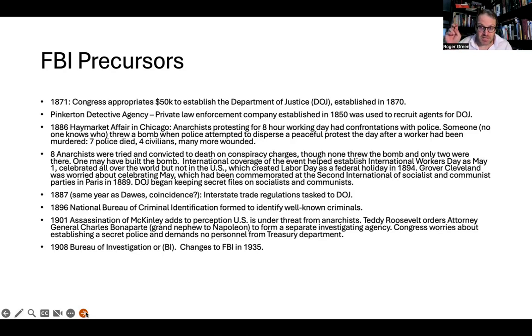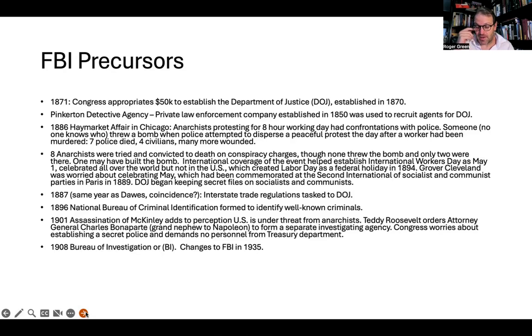Remember, we have federal Indian law, which exceeds state laws. So all of those early cases that start founding federal Indian law, like the John Marshall trilogy, for example, are important to be thinking about there. In 1896, we see the National Bureau of Criminal Identification formed to identify well-known criminals. In 1901, there's the assassination of President McKinley, and that adds to the perception that the U.S. is under threat from anarchists.